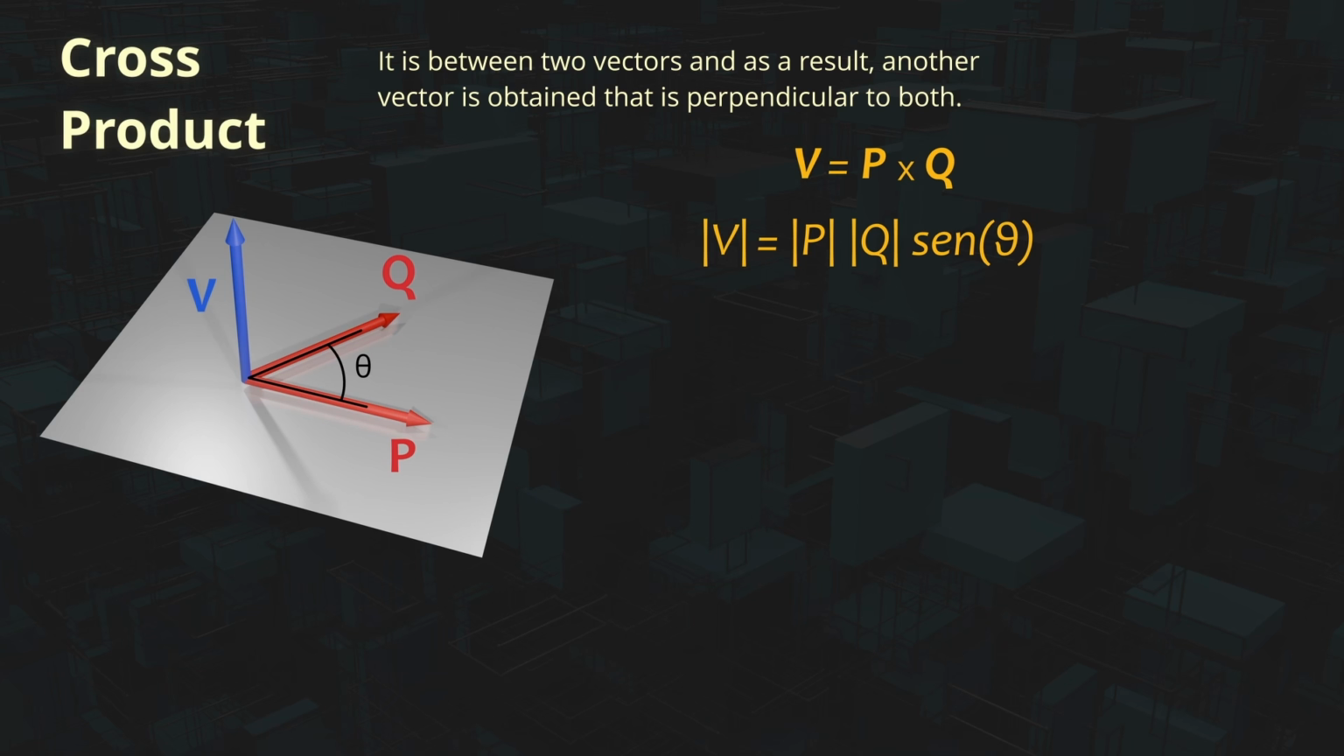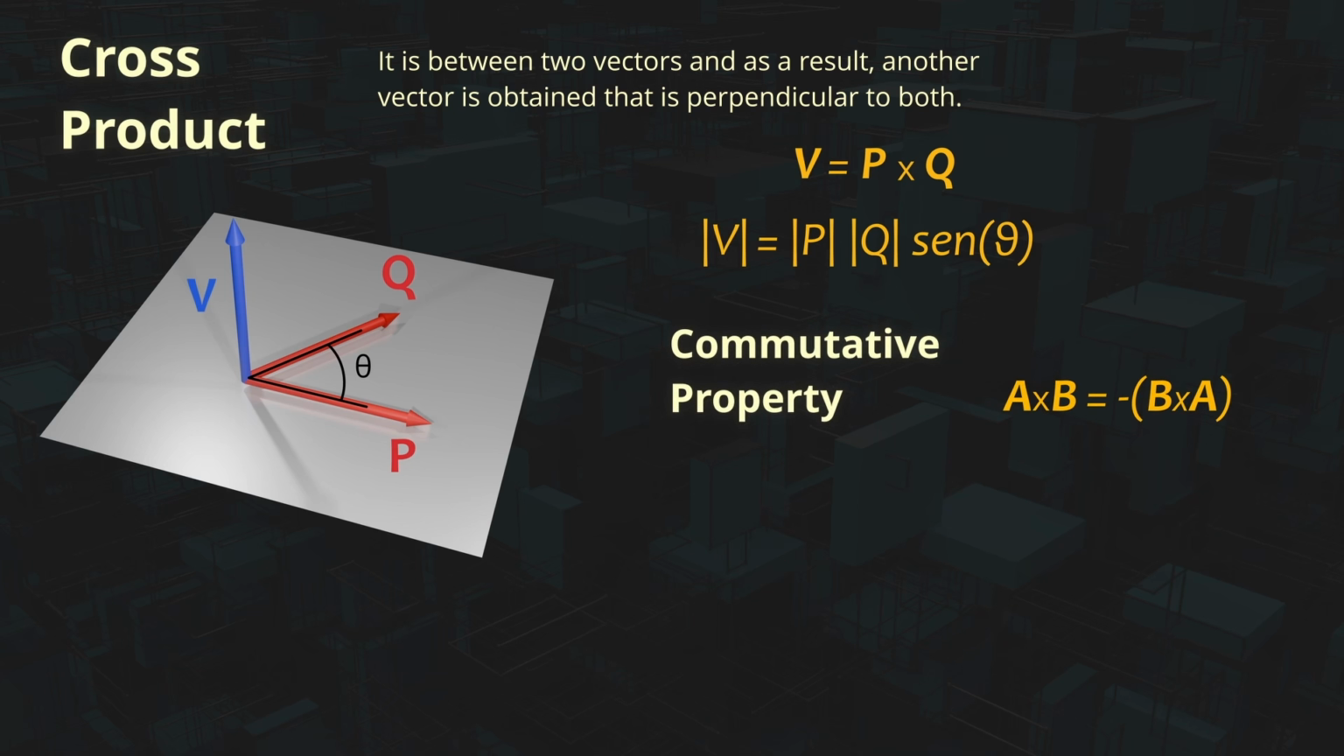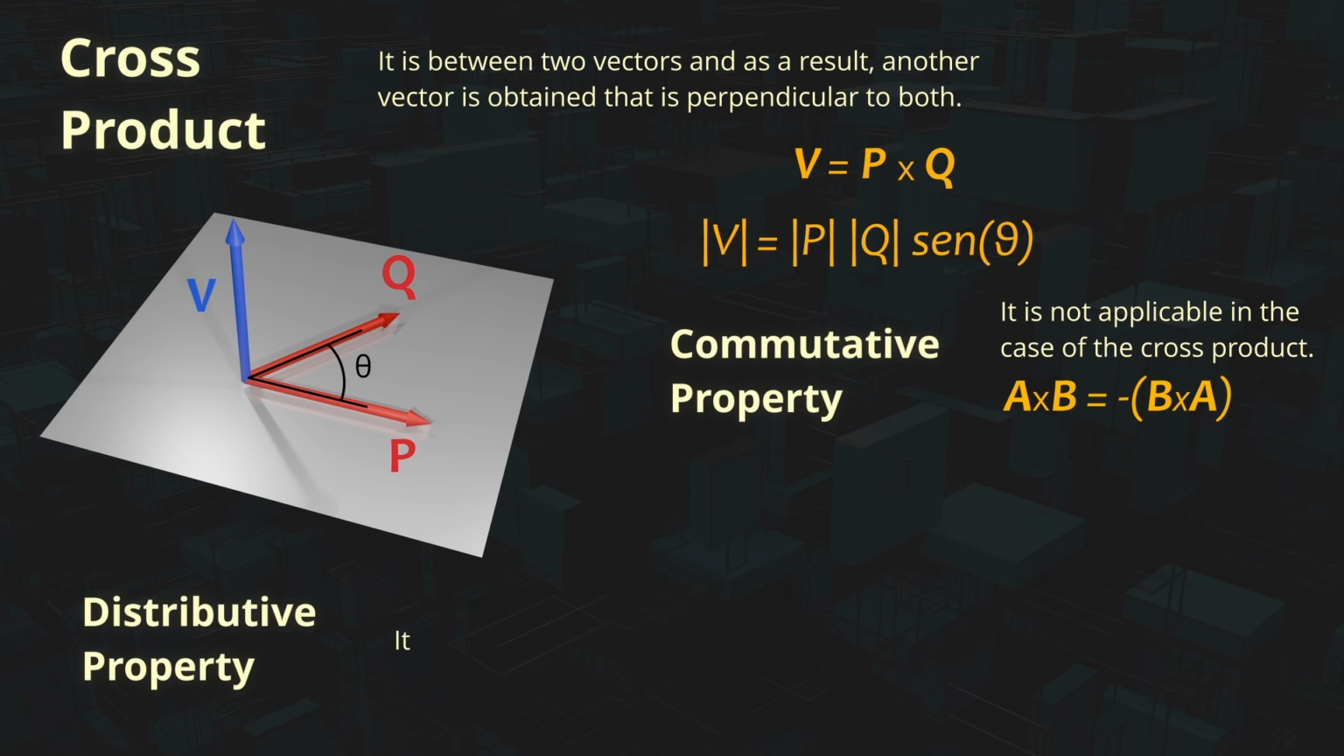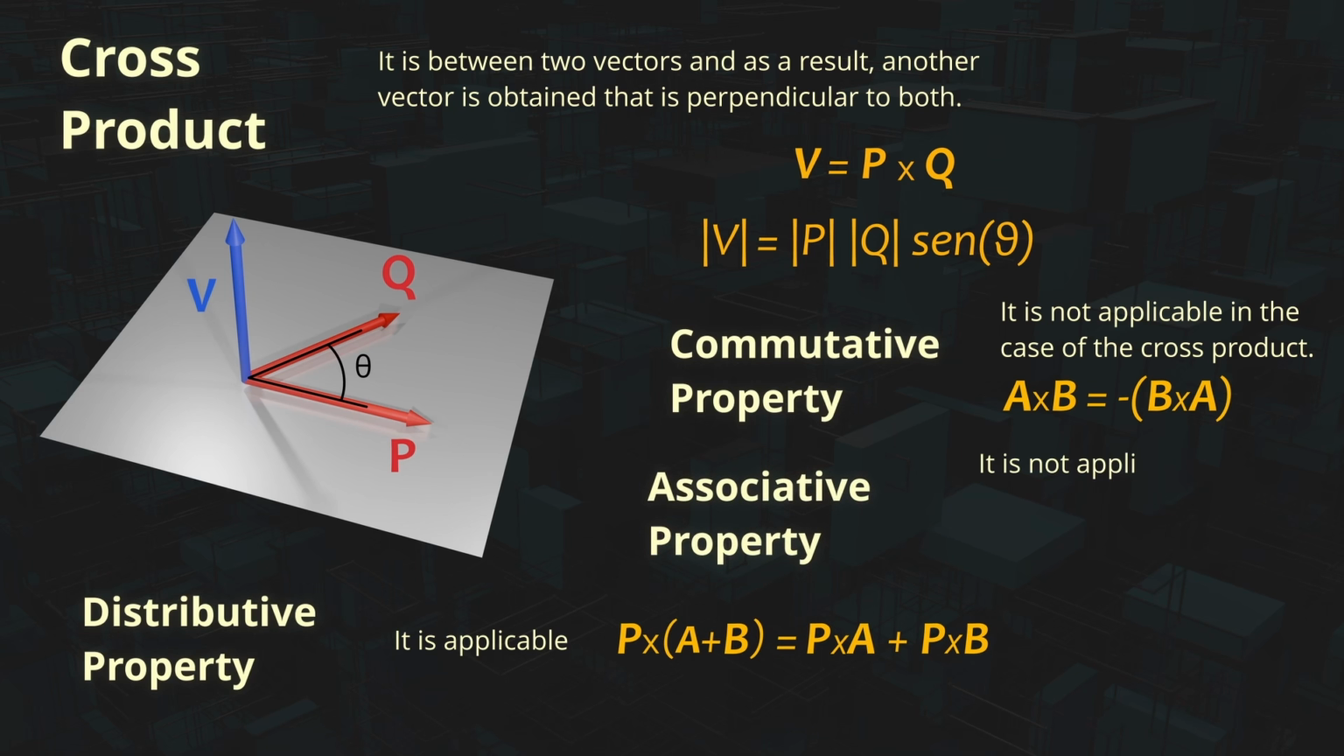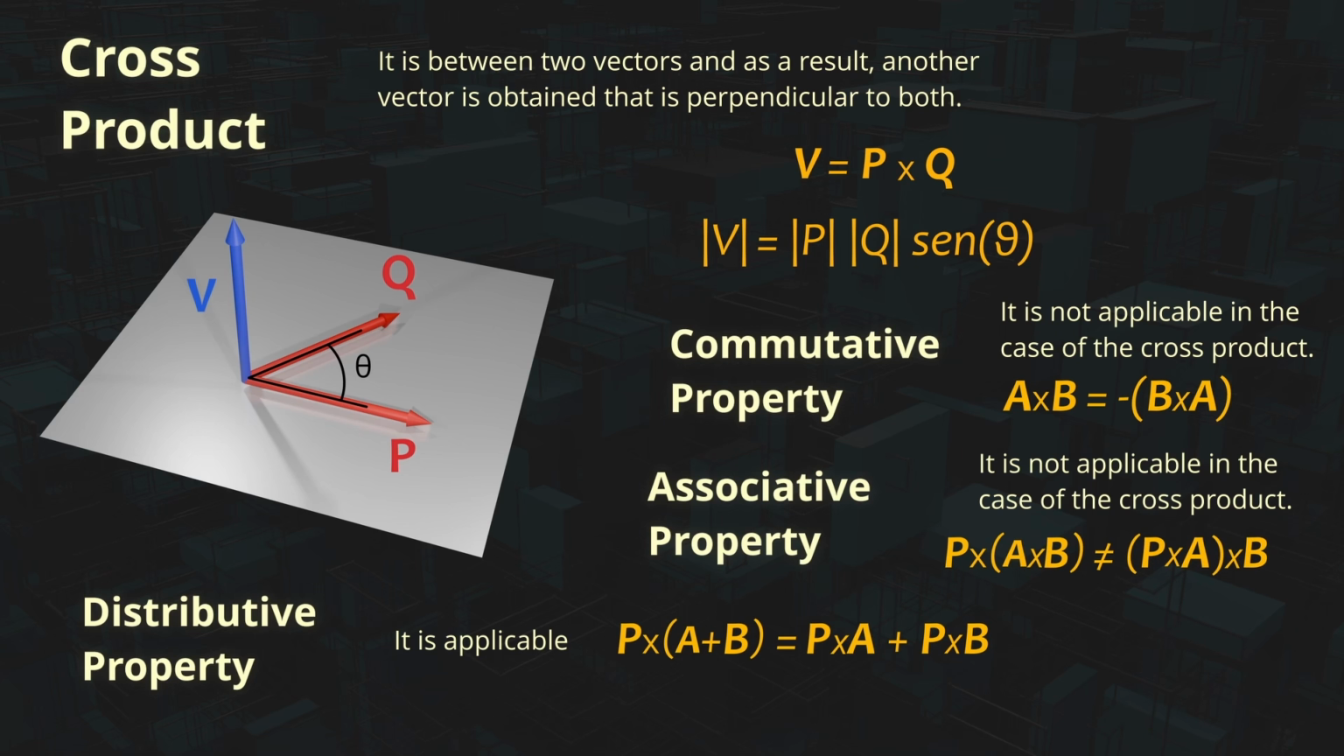It's important to note that the vector product of vector A by vector B yields a vector with the same magnitude, equal direction, but opposite sense compared to the vector product of B by A. The vector product does not satisfy the commutative property, although it does satisfy the distributive property as shown on the screen. The vector product also does not satisfy the associative property. The vector product has various applications in physics and engineering, such as calculating moments of forces, which we'll explain in the next point.